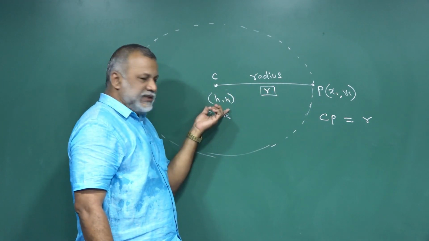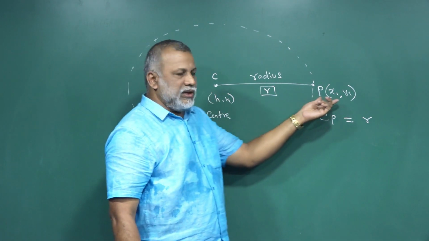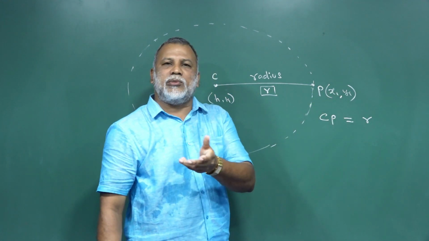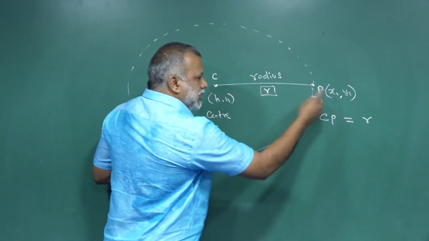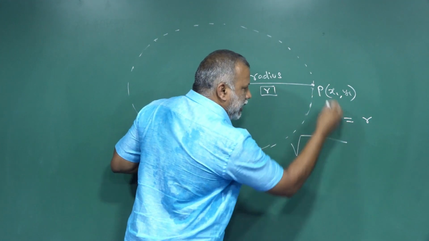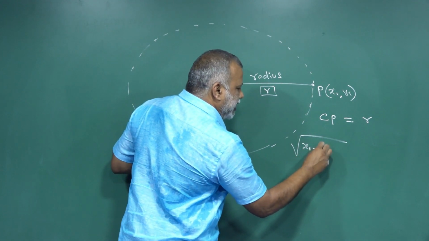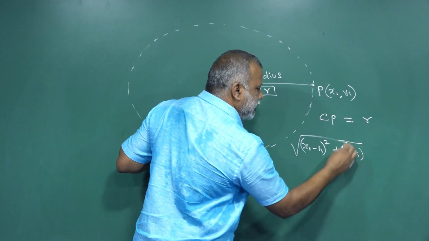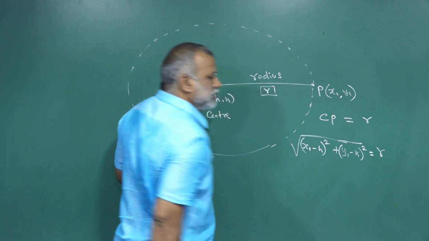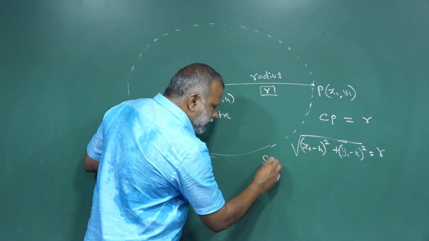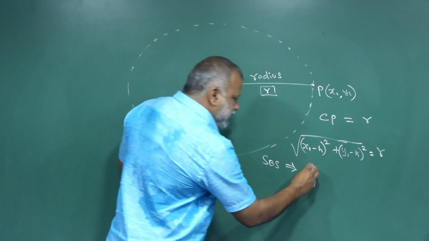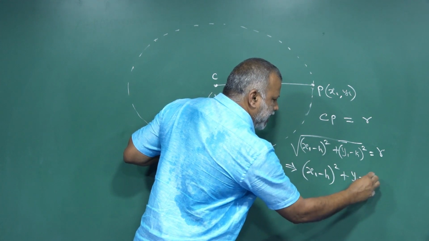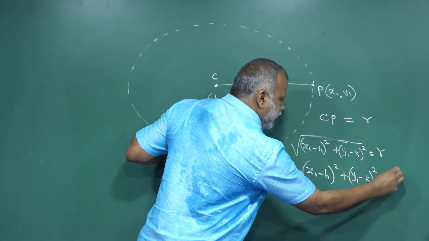What is the name of C? Center, with the coordinates h comma k. P is a moving point. Initially, we are thinking it is a fixed point. After that, we give the locus, meaning x1 comma y1 must be replaced. But CP is the distance between 2 points. Listen, we are able to say square root of x1 minus h the whole squared plus y1 minus k the whole squared equal to R. If we want to remove the root, squaring both sides, we get x1 minus h the whole squared plus y1 minus k the whole squared equal to R squared.